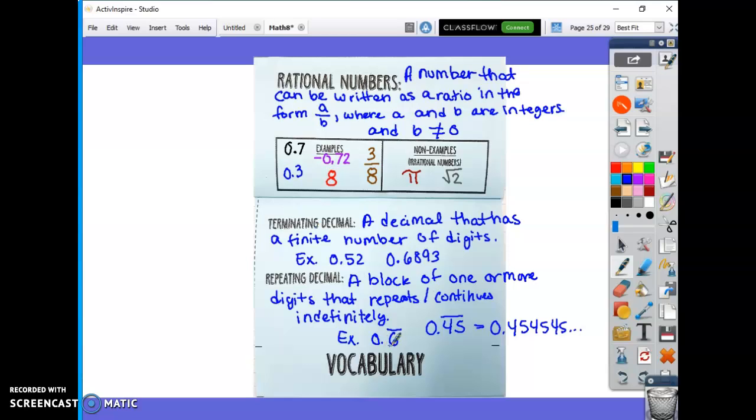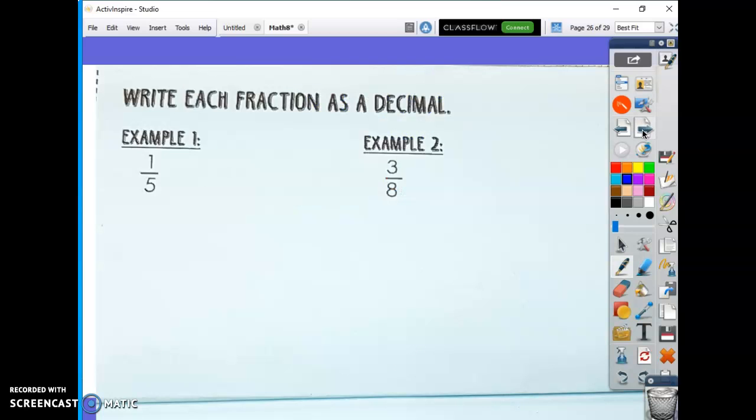An example is 0.06, where 6 just repeats over and over, because remember, we know this line over the 6 tells us that 6 is repeating over and over. And then 0.45, again, that line over 4 and 5 tells us that 0.45454545 both are repeating indefinitely.